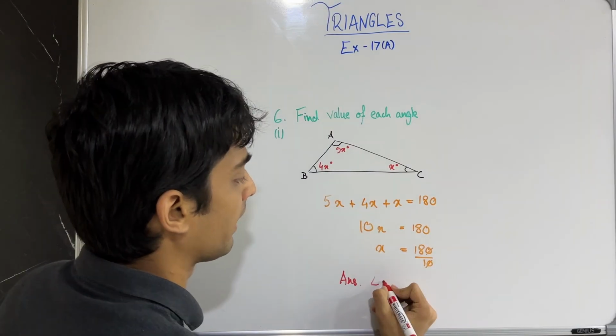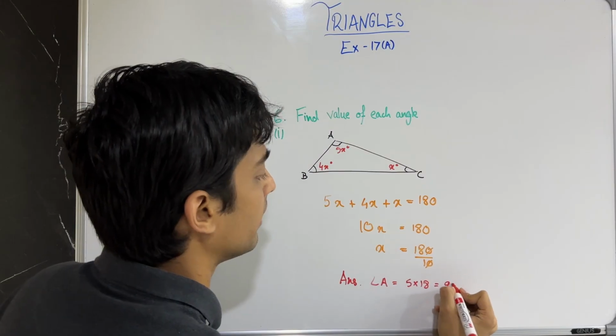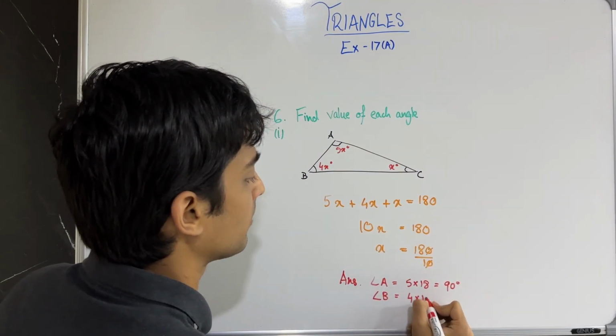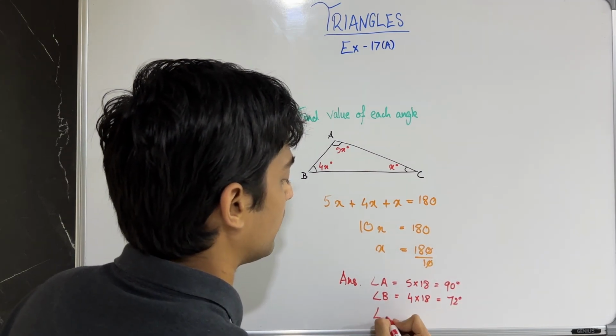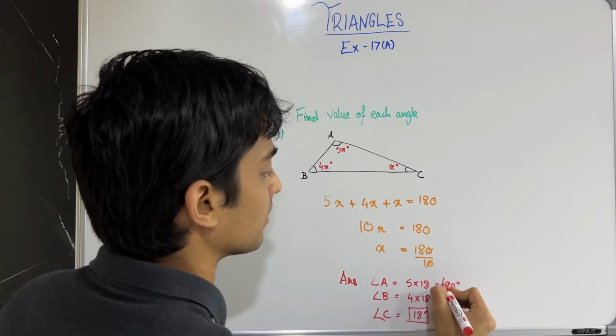So the answer: angle A is 5 into 18, which is 90 degrees. Angle B, 4 into 18, which is 72 degrees. Angle C is x, so 18 degrees. This is the final answer.